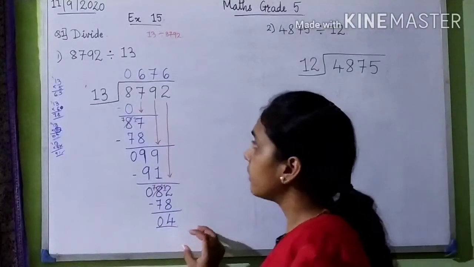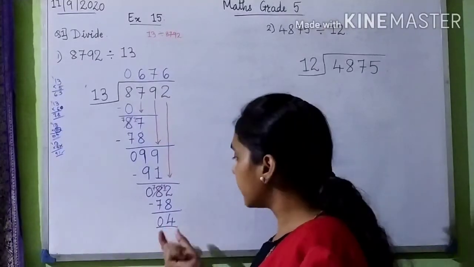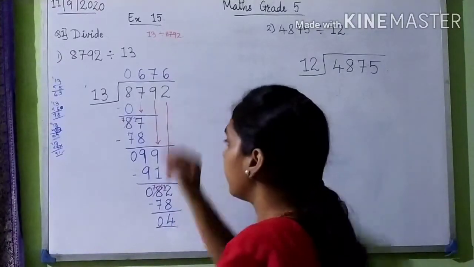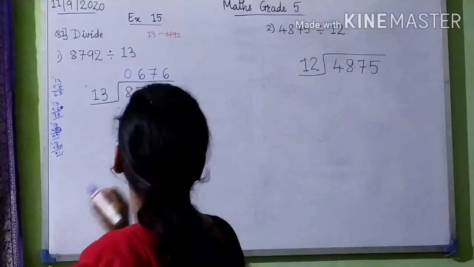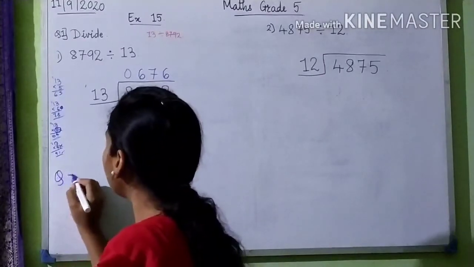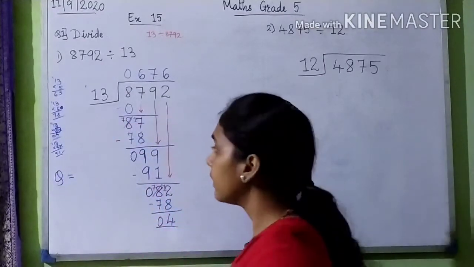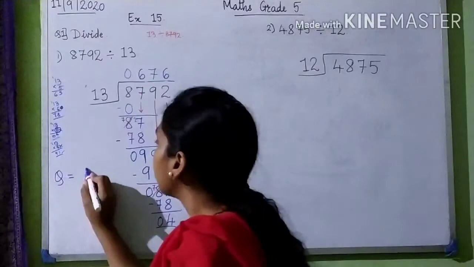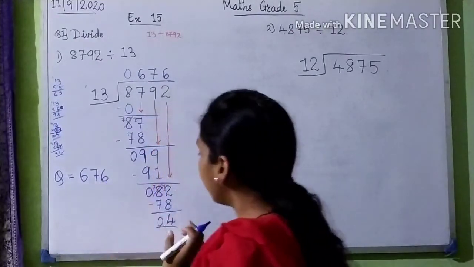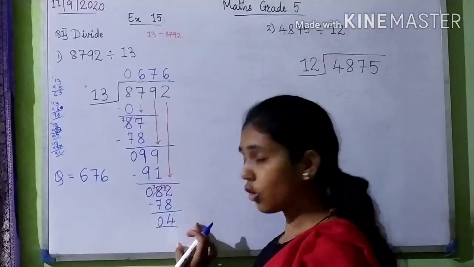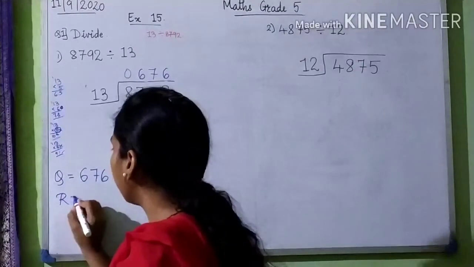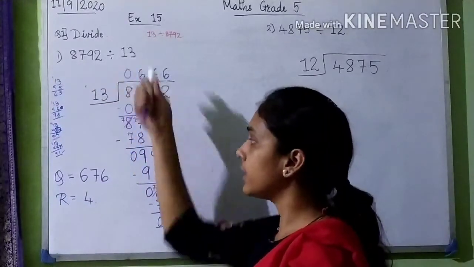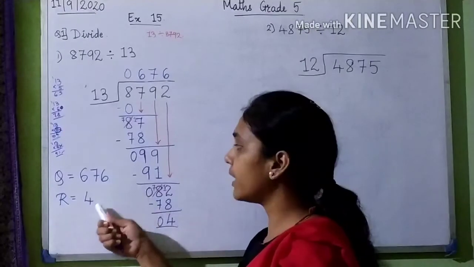So on dividing, which is the answer? This which you get is not the answer of the division. Okay. The answer is this. So here the quotient, I write quotient as Q only. The quotient which you have got is 676. Okay. So the quotient is 676 and the number which you get here is called the remainder. So the remainder R is 4. Okay. So 8792 divided by 13 is equal to 676 and the remainder is 4.